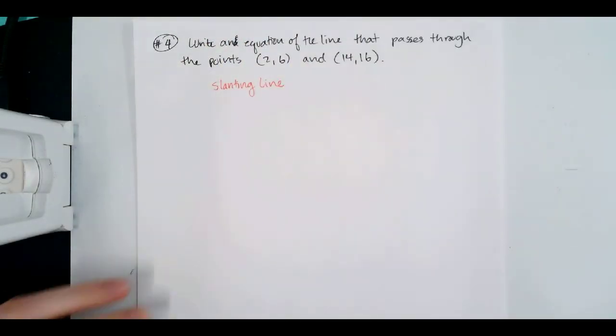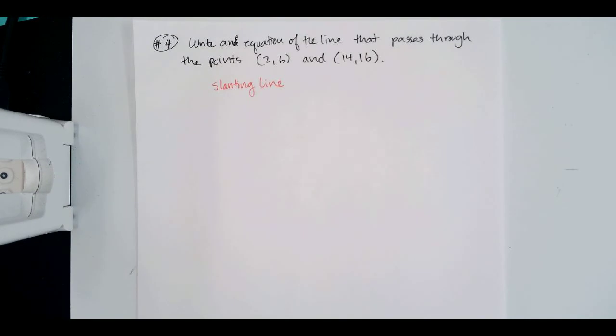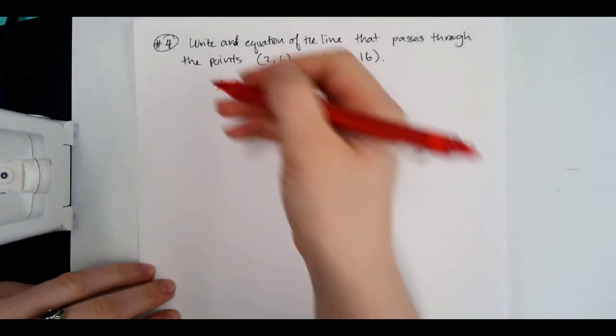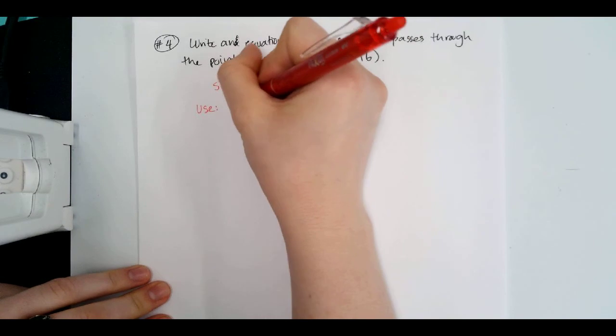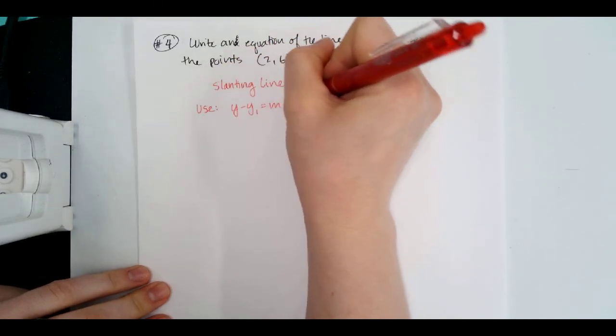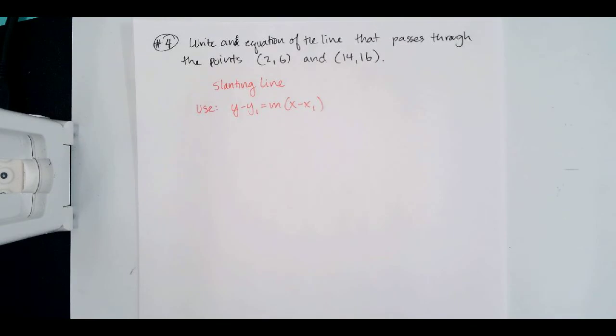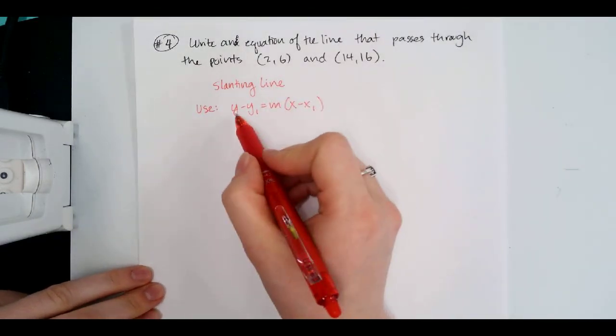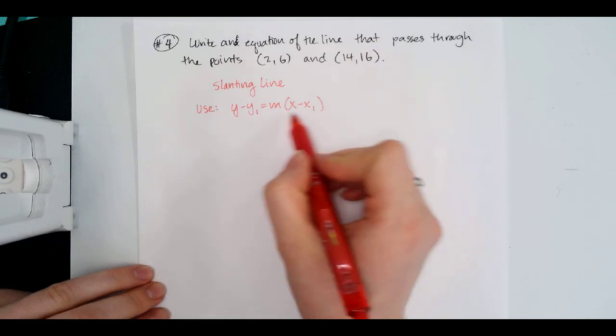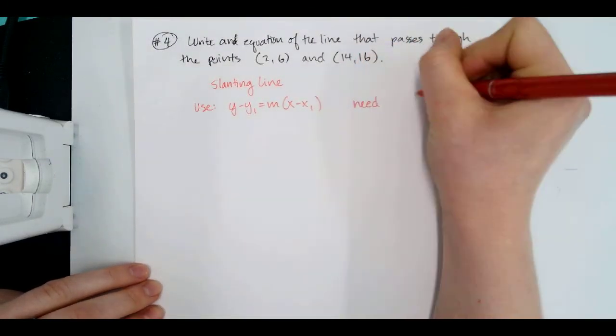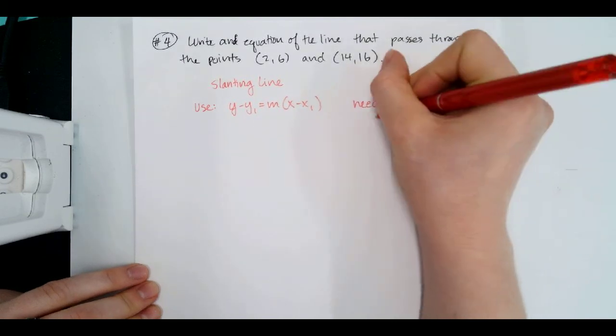So since it's a slanting line, what equation am I going to use? I'm going to use point slope form. All right, go ahead, pause this video and try to see if you can write the equation of the line that passes through the points 2, 6 and 14, 16. Okay, so I'm looking at a slanted line and I'm going to use the point slope formula. So what do I need to fill this out? I need my slope and I need a point.